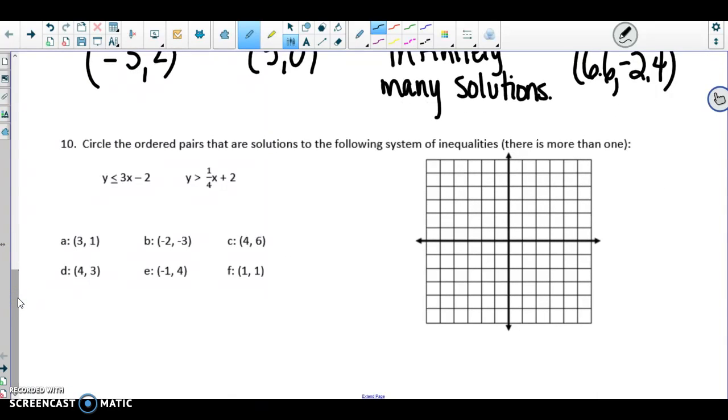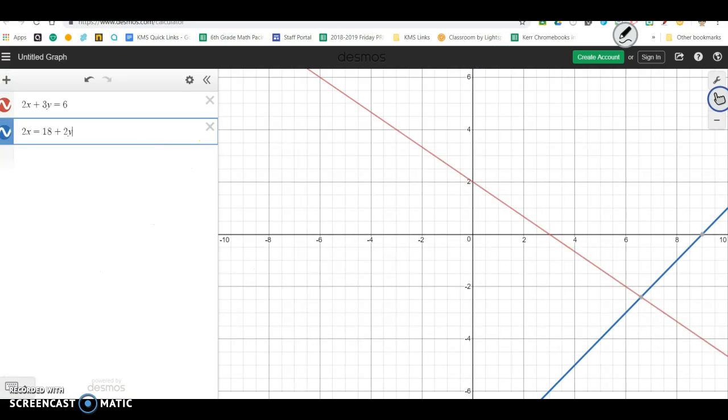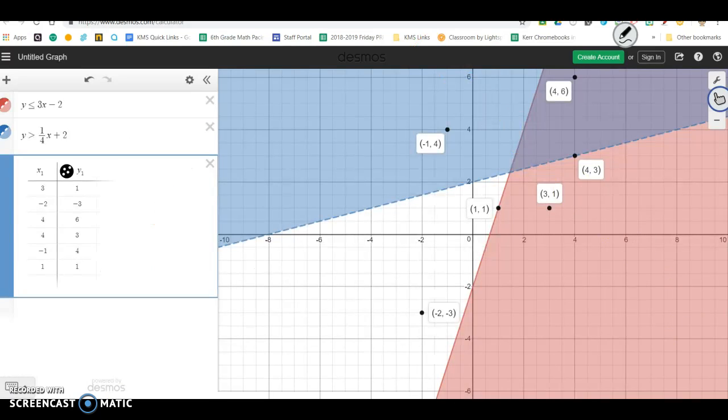All right. So number 10, we are circling the ordered pairs that are solutions to the following system of inequalities. So first thing we have to do is graph those, and then I would graph the points. I'm going to choose to do so with a table. So when I do that, here's what I have. Okay, so I have my two inequalities. We have the red, we have the blue, and all of the different points there.